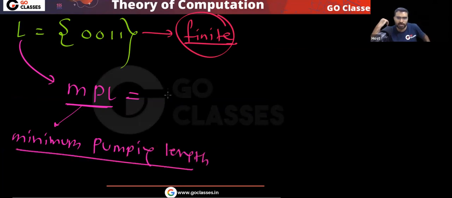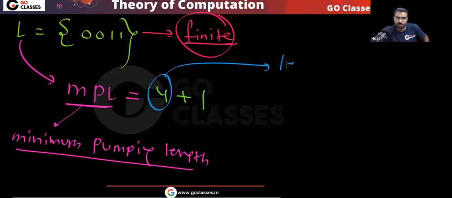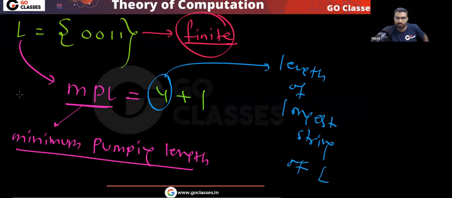So what is the minimum pumping length? That will be 5. 5 is the minimum pumping length. The answer will be 4 plus 1. What is 4 here? That is the length of the longest string of L, because this language is finite.